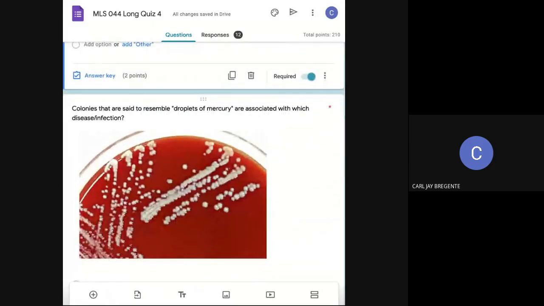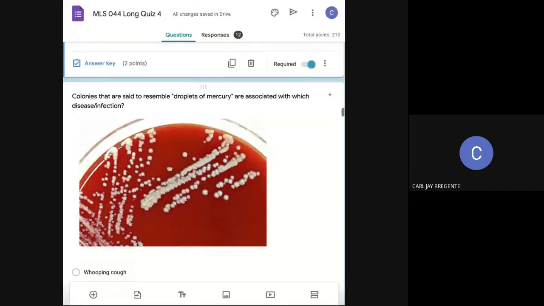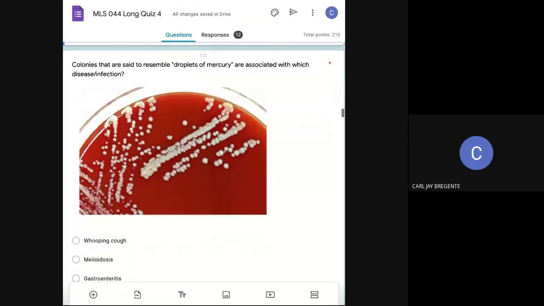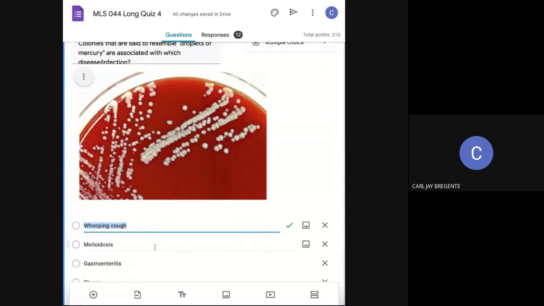Colonies that are said to resemble droplets of mercury are associated with what disease or infection? That is whooping cough. The causative agent for whooping cough is Bordetella pertussis. So colonies of Bordetella pertussis are described to be droplets of mercury.